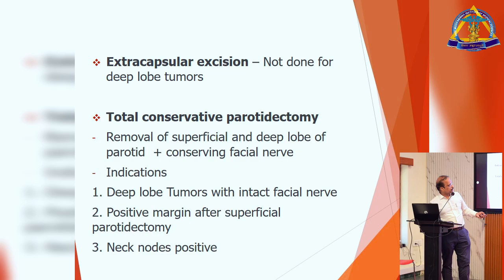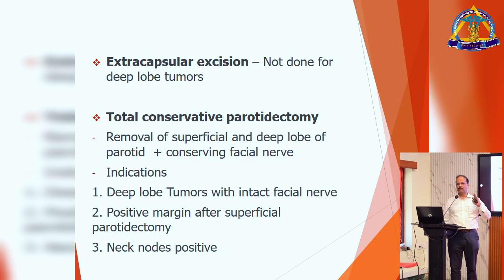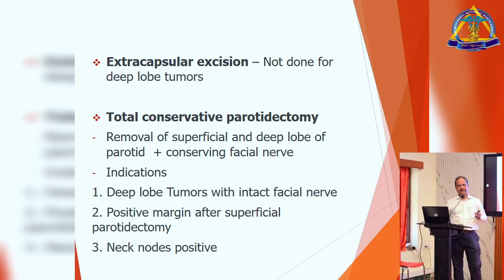So, extracapsular dissection is not done for deep lobe tumors. This is the latest concept you should know as a UG student. In gustatory sweating you can remember the problem: as you start tasting food, you start sweating there. So these can be avoided by extracapsular dissection or wide local excision. Total conservative parotidectomy is done for a deep lobe pleomorphic adenoma or a superficial lobe extending into the deep lobe.